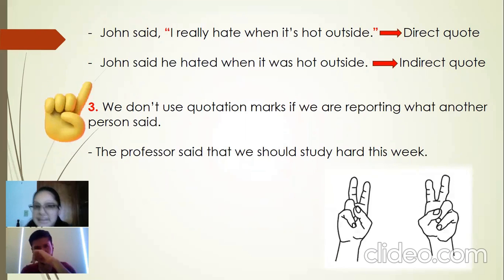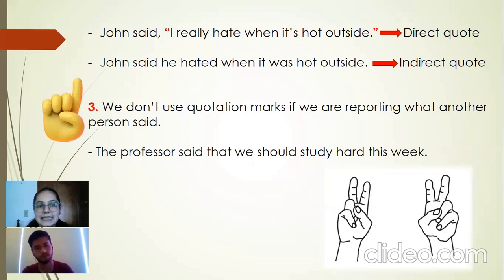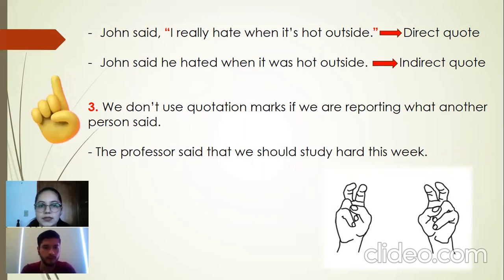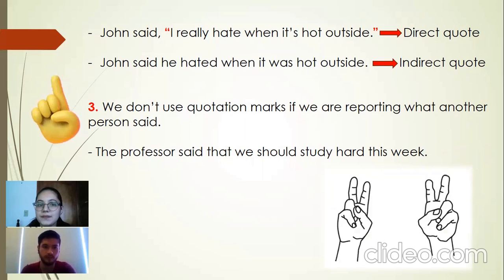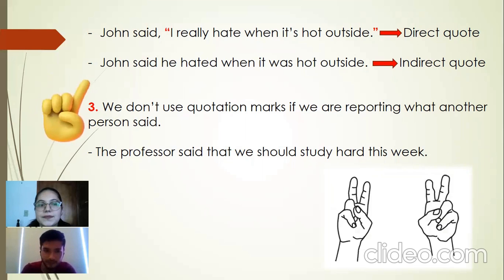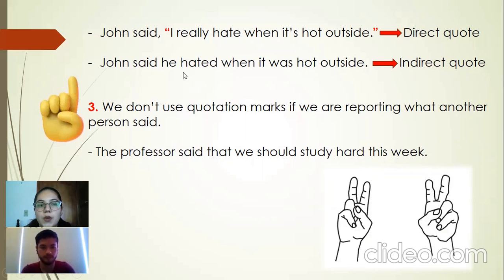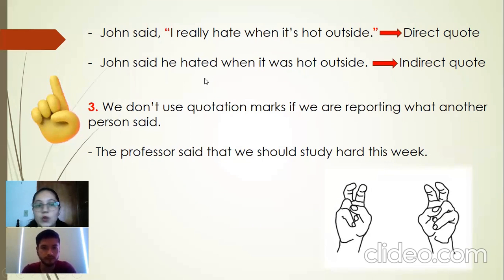We can write the same sentence without using quotation marks. For instance, John said he hated when it was hot outside. As you can see, there is a big difference in these sentences. The first sentence contains a direct quote, a quote in which we say the exact words John used. However, the second sentence contains an indirect quote, which is a paraphrased version of what John said. So we must keep in mind that quotation marks are only used with direct quotes.